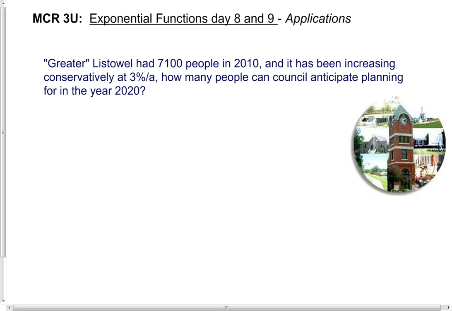The first one: Greater Listowel had 7,100 people in 2010, and it has been increasing conservatively at 3% per year. Per A, that means per annum or per year. We often see percents written like that. How many people can council anticipate planning for in the year 2020?